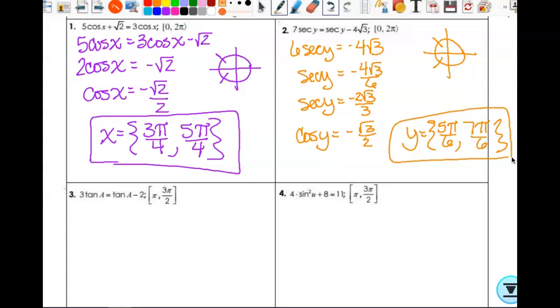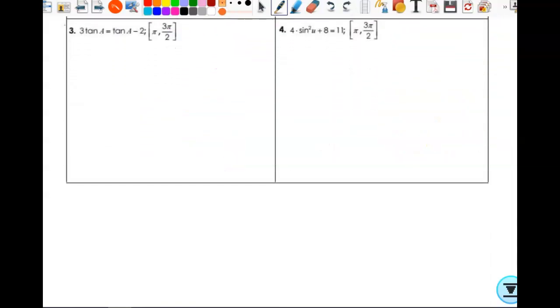See why one of the many reasons I've been trying to drill these unit circle values in your head is because you have to just know this stuff. What questions we got? All right. Let's look at number 3.